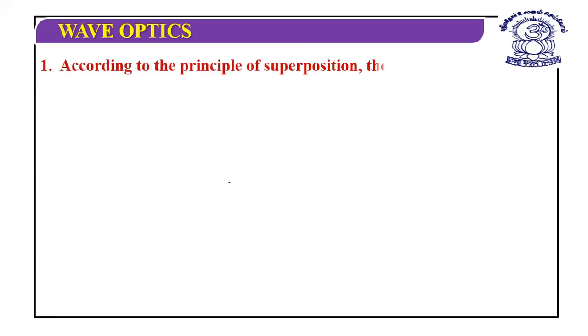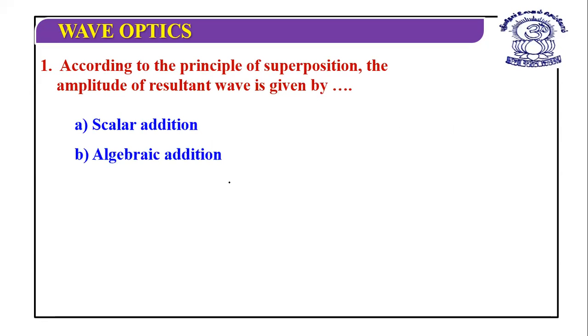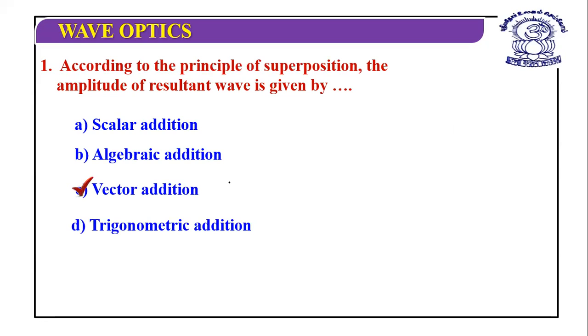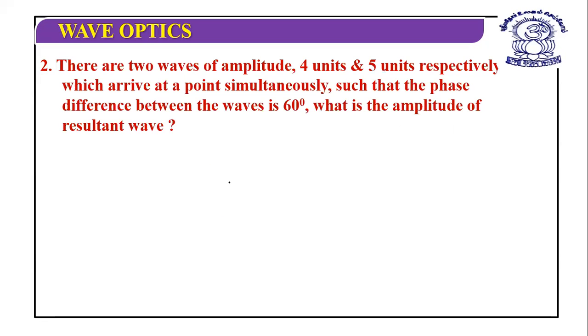Let us see some questions based on this. According to the principle of superposition, the amplitude of resultant wave is given by the vector addition. There are two waves of amplitude 4 units and 5 units respectively, which arrive at a point simultaneously such that the phase difference between them is 60 degree. What is the amplitude of resultant wave?